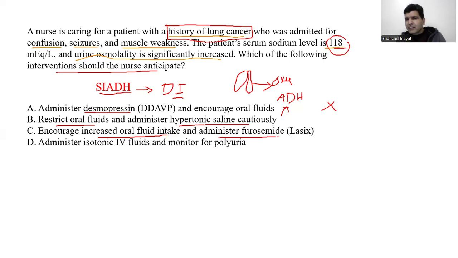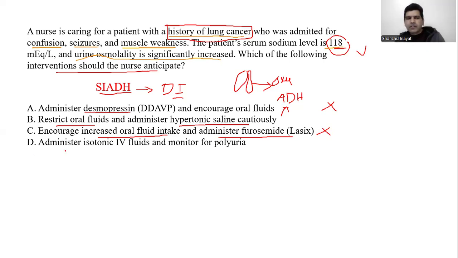And administer furosemide. Yes, we can give diuretics. Furosemide, this is a loop diuretic. So we can use diuretics, but before we use diuretics, we need to correct this hyponatremia. All right. And so that's why we can eliminate this option as well, because we need to restrict oral fluids rather than enhancing or increasing oral fluids.